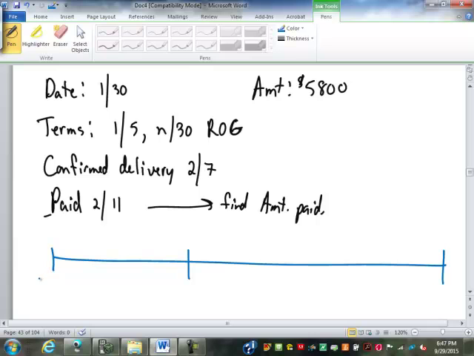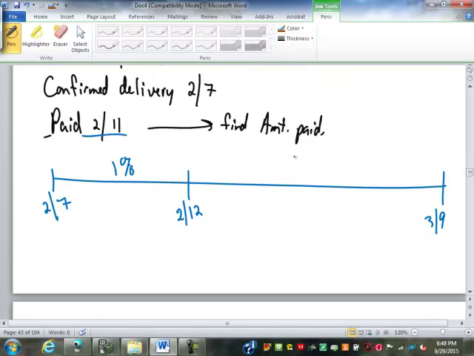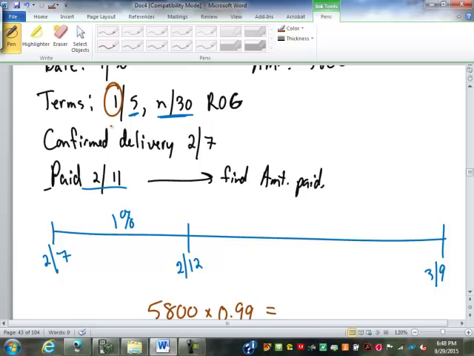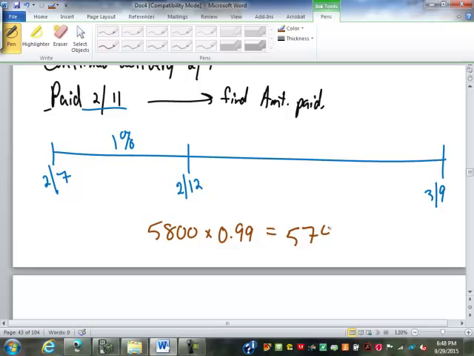So what's going to be the starting date on our timeline? February 7th. Good. End of our discount period, only 5 days, so February 12th. End of the credit period, not real important, but it's going to be March 9th. 30 days. Do they pay in the 1% discount period? Well, February 11th is before the 12th, so they get the 1% discount. So to get the amount that they have to pay, 5,800 times 0.99. Where did the 0.99 come from? Perfect. 1% discount gives us 57.42, I believe. Is that what you guys got? Cool.